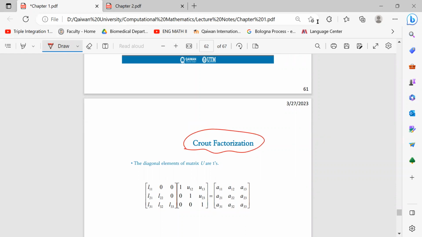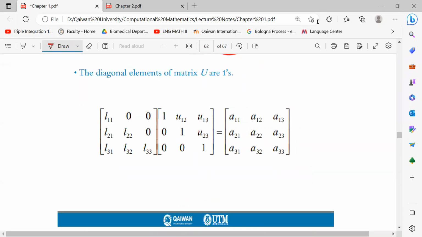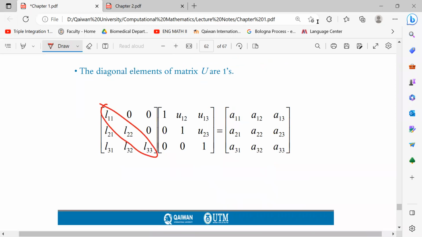Okay, we have another factorization. It's the same, but instead of replacing these by 1, what do we do? We just replace these by 1. It's Crout factorization, and the procedure is the same. In Doolittle factorization, we replace these by 1, but here, in Crout factorization, you will replace these by 1.